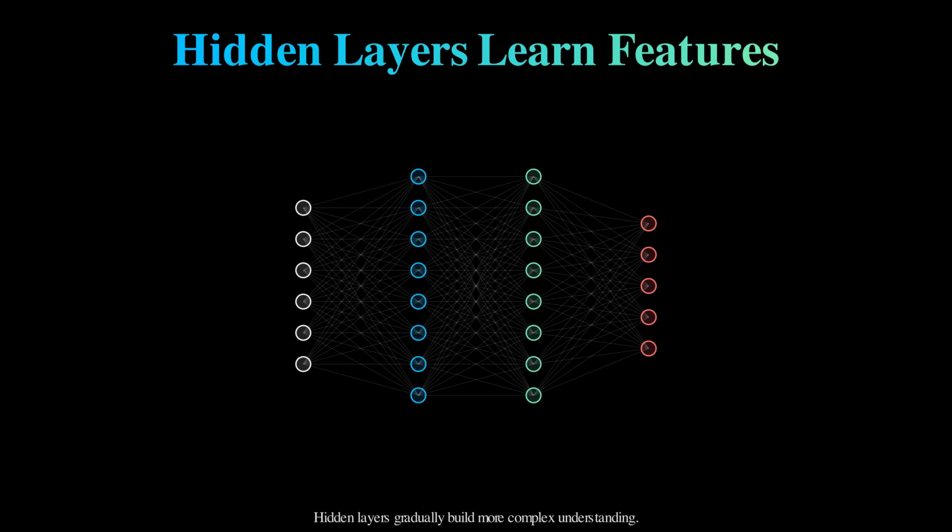Hidden layers gradually build more complex understanding. Early layers may detect simple edges or curves. Deeper layers combine those features into meaningful patterns. This is how neural networks slowly learn to recognize objects.